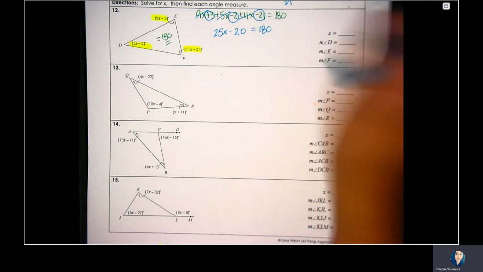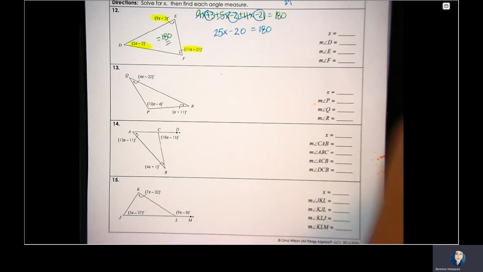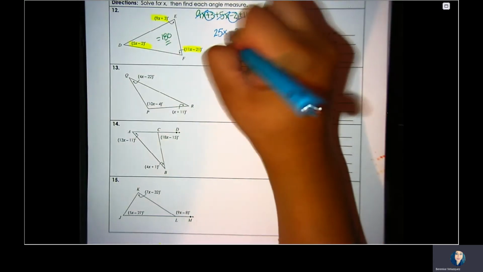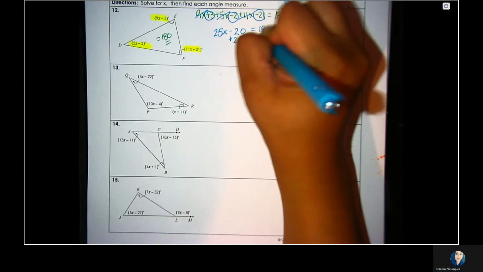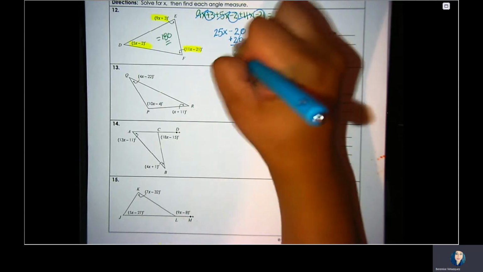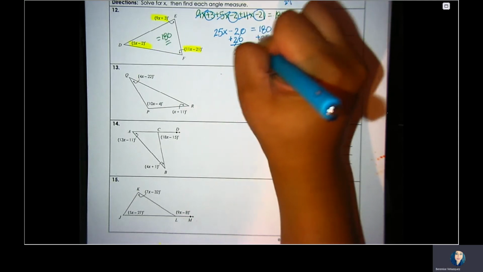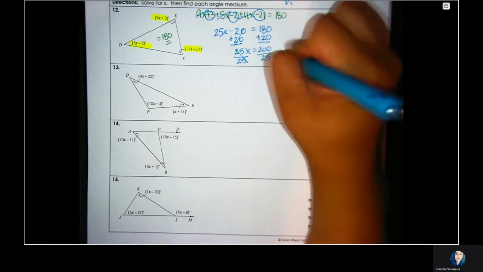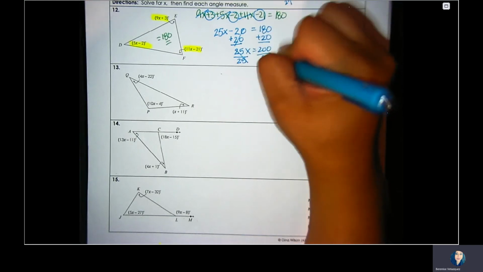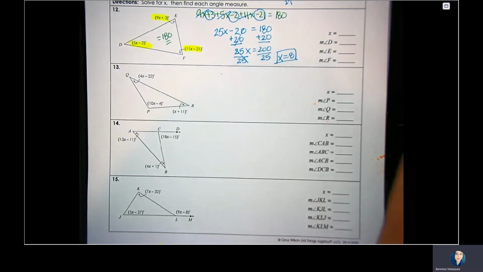Now, when you bring it to the other side, you will change the sign. So now I'm bringing the positive 20 to the other side. And I get 25x is equal to 200. I divide by 25. x is equal to 8. Now that's not my final answer. I have to plug it back in.